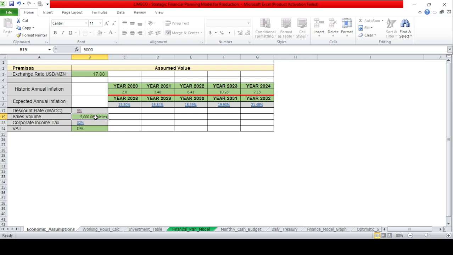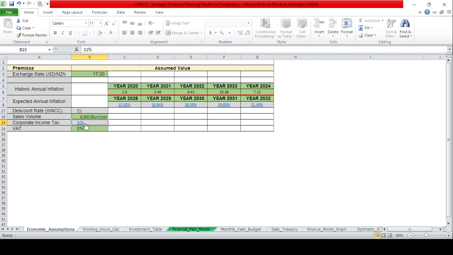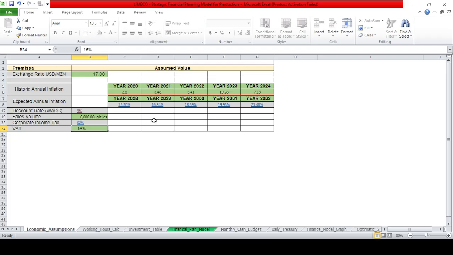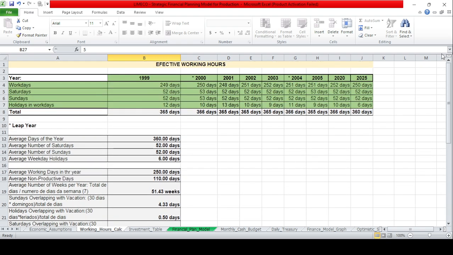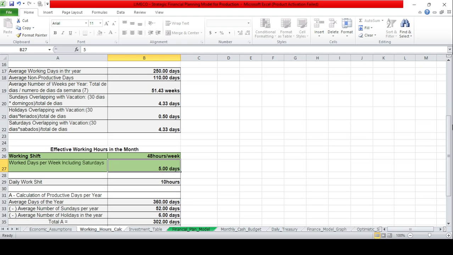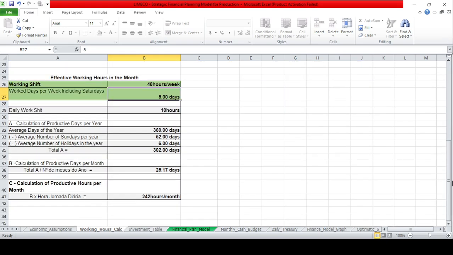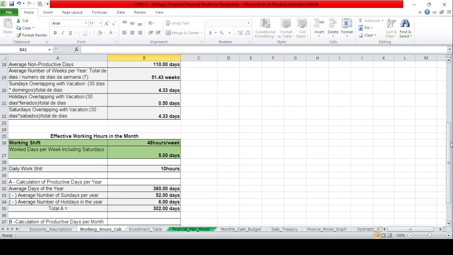Here we have sales volume. For example, we expected to sell 5,000 units or 6,000 units. And here's the corporate income tax. This is the VAT. VAT normal is 16% for at least 1 million rand. Okay, and here's the working hours calculation. Most of the calculation here is made automatically, to know how many hours we need to work per month.